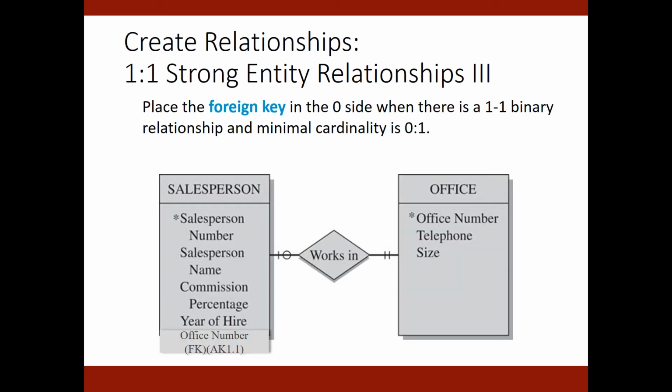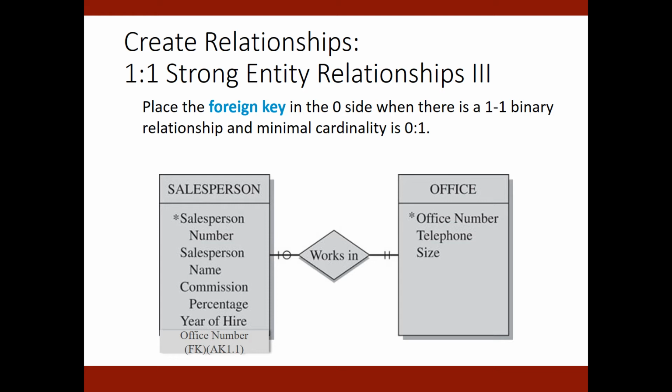Now, in the second situation, if we have a 1-to-1 maximum cardinality and a 0-to-1 minimum cardinality, we will need to put the foreign key on the 0 side. That's the rule of thumb, the 0 side. Now, can you think about it logically? When we say that every salesperson is assigned to one and only one office, that means every salesperson has to have an office. It's mandatory. That's why when we put the foreign key in the salesperson table, the office number will be populated all the time. It will never be null or left blank.